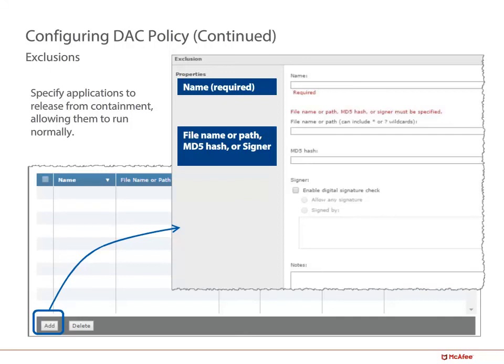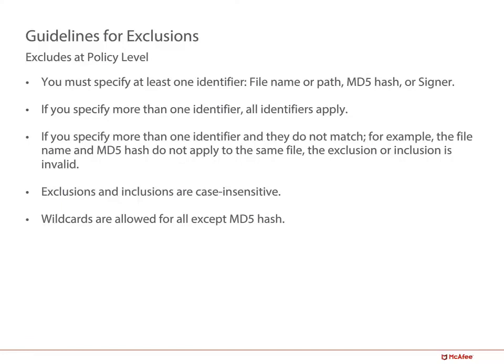You have to type a name, it is required, and specify either the file name or path, the MD5 hash, or the signer. If you select the signer, you have to have the Allow Any Signature and Signed By options configured for that particular selection. The guidelines for the exclusions are, first off, you must specify at least one identifier: file name or path, MD5 hash, or signer.